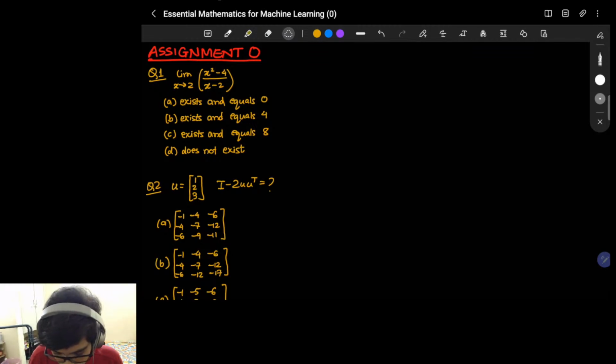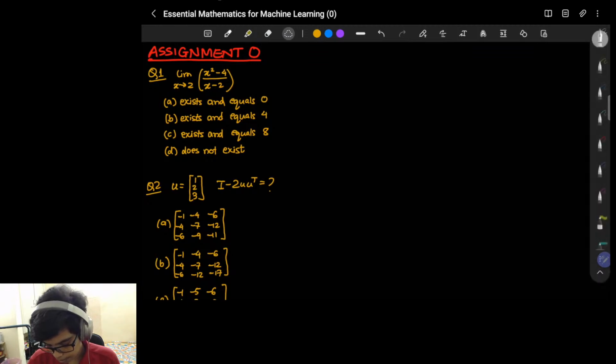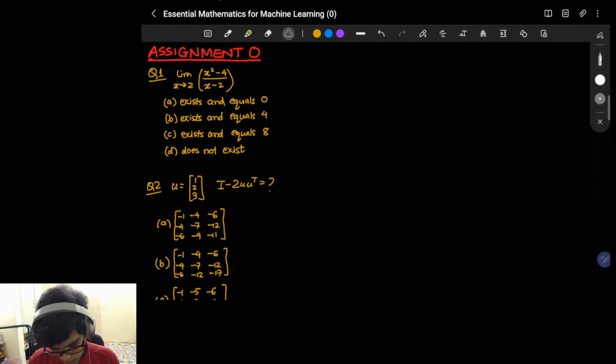So let us start. This is the first question. It is a basic question on limits. Question number 1: limit x tends to 2 of (x squared minus 4) divided by (x minus 2). We need to find out this limit. So limit x tends to 2 of (x squared minus 4) over (x minus 2).